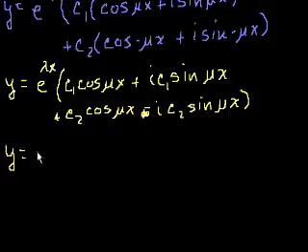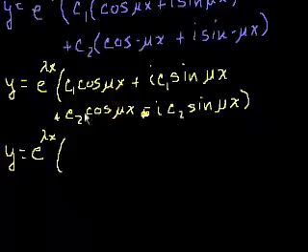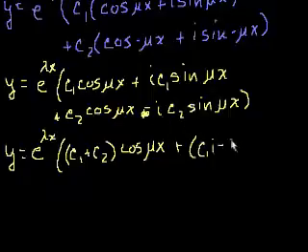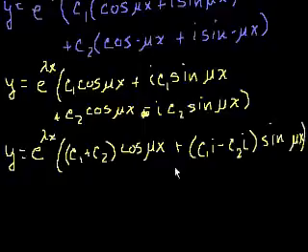So the general solution is y is equal to e to the lambda x times, let's add up the two cosine mu x terms. So it's c1 plus c2 times cosine of mu x. And let's add the two sine of mu x terms. So plus i, we could call that c1 i, minus c2 i, times sine of mu x. And we're almost done simplifying.